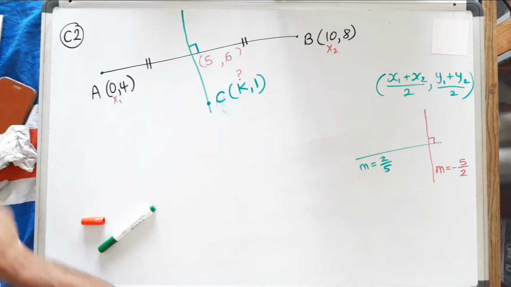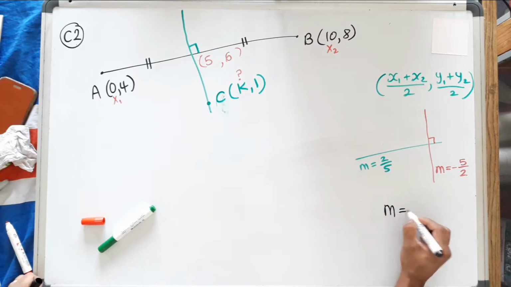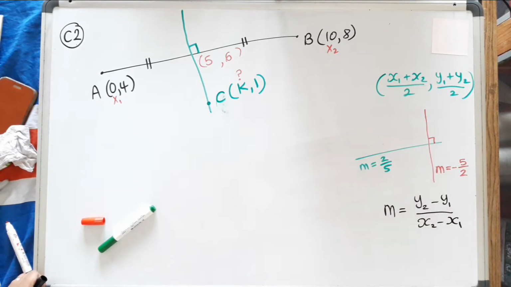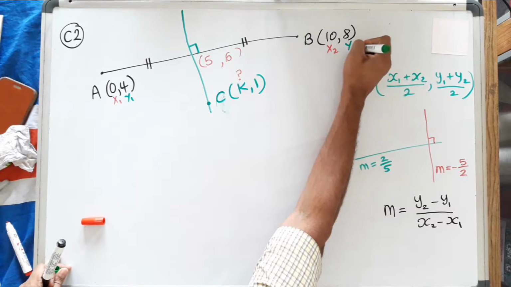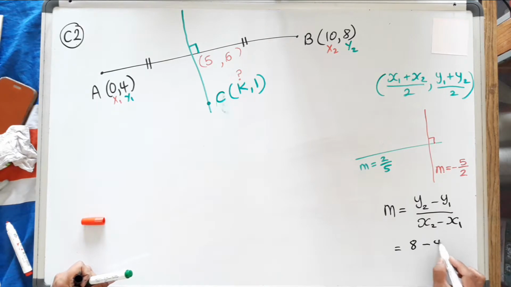So, how do you find the gradient of a black line? Well, of any line, sorry. It is y2 minus y1 divided by x2 minus x1. So let's find the gradient of the black line. Let's put in y1 and y2. The gradient is going to be 8 minus 4 divided by 10 minus 0.